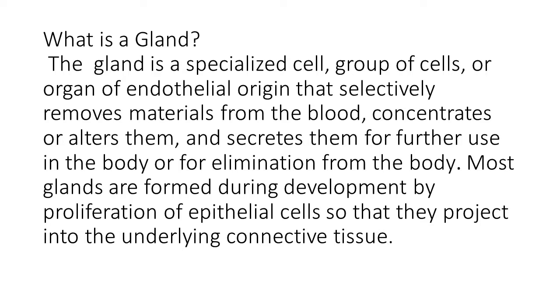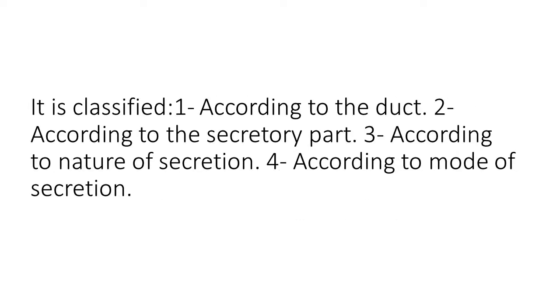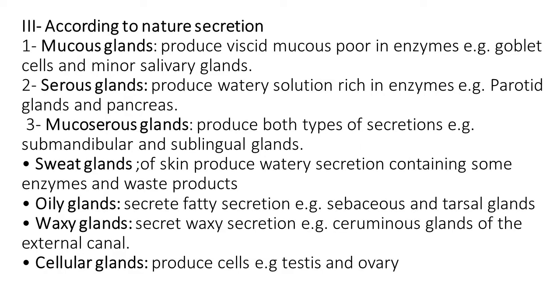Most glands are formed during development by proliferation of epithelial cells so that they project into the underlying connective tissue. It's classified number 1 according to the duct, number 2 according to the secretory part, number 3 according to the nature of secretion, number 4 according to the mode of secretion. Number 3, according to nature of secretion.